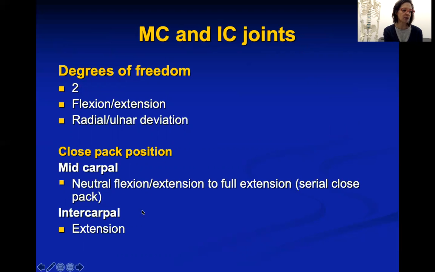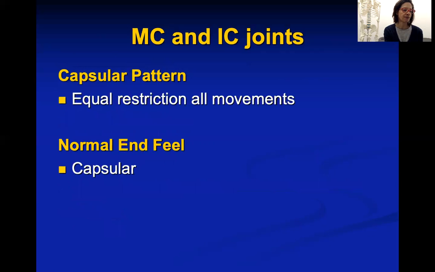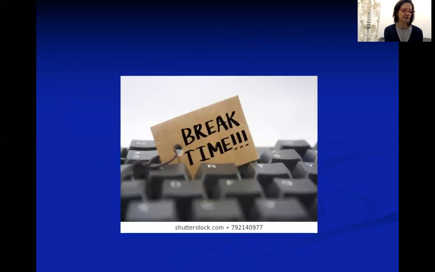The closed pack position, midcarpal is neutral flexion extension to full extension. We talked about already the serial closed pack in another video. And intercarpal is extension. The resting position in the midcarpal, slight flexion with ulnar deviation. Again, that's about from here downwards. That's what we talk about. And intercarpal is neutral to slight flexion. The capsular pattern, equal restriction in all movements, and normal end feel is capsular.